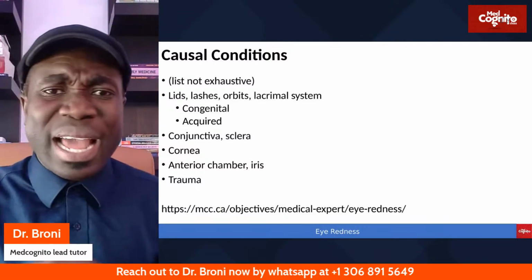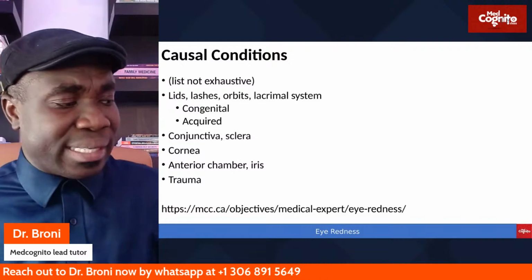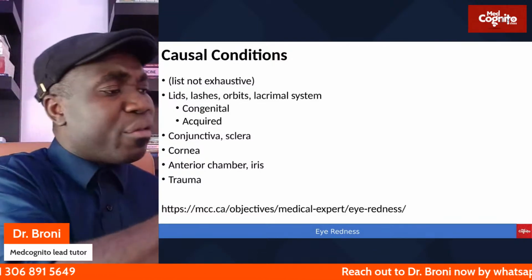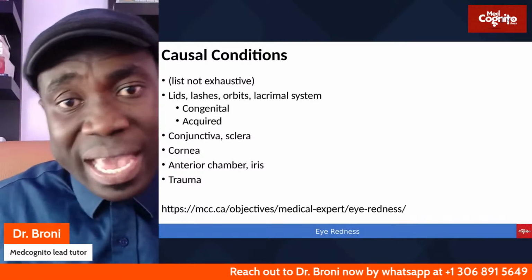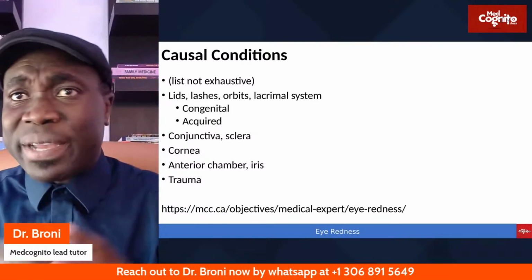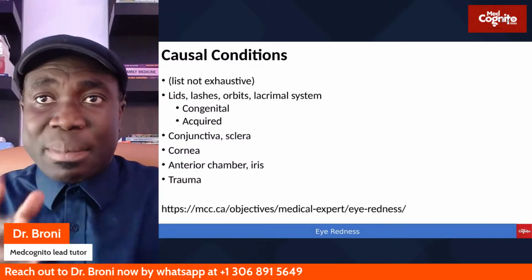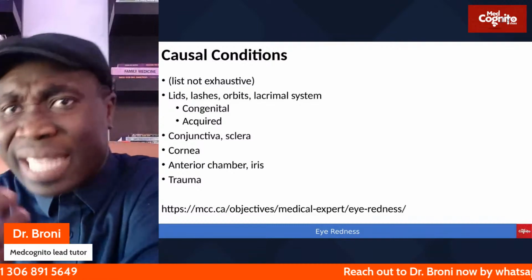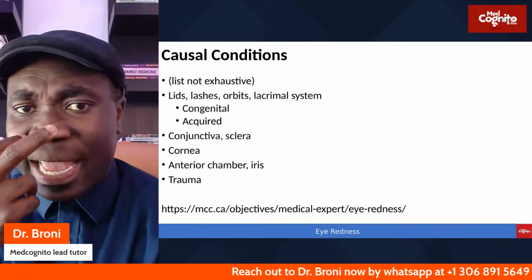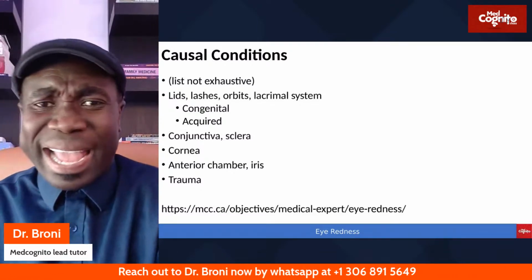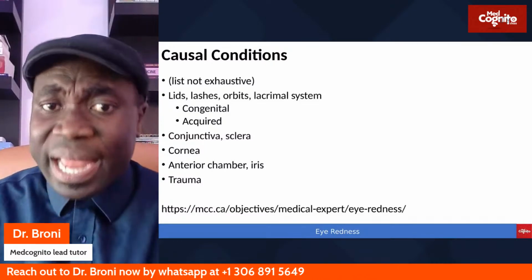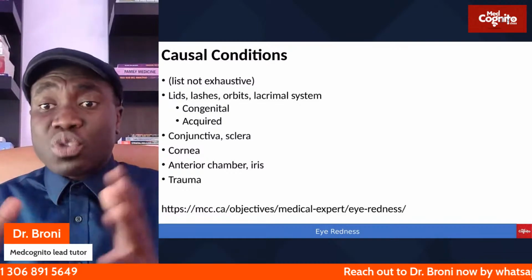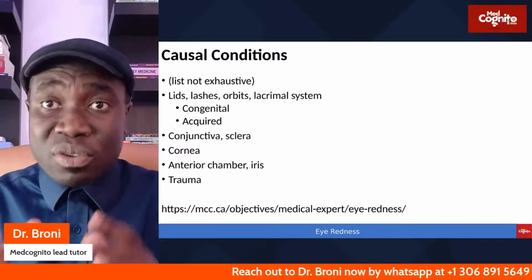There are causes of red eye which affect the eyelid itself. Some also affect the eyelashes. Some also affect the orbit of the eye, and then some affect the conjunctiva. Some affect the sclera of the eye itself. Some also affect the cornea, the anterior chamber and the iris, and some are also caused by trauma. So you have to know what is causing this particular red eye.